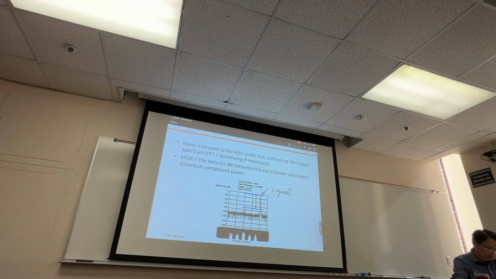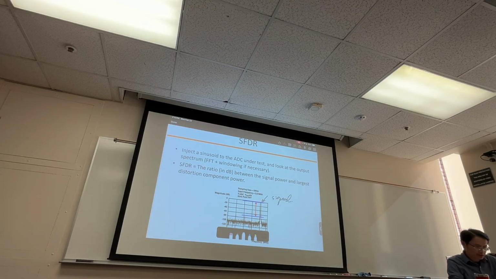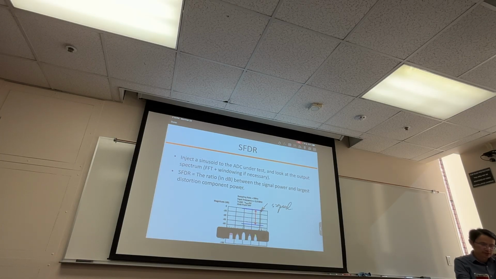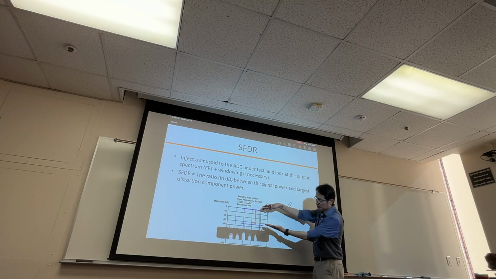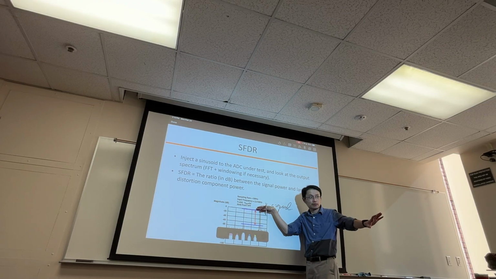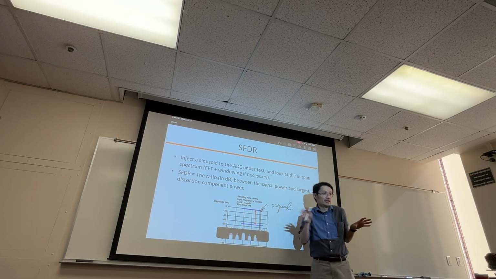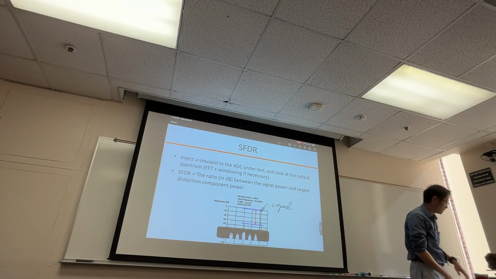The first spec is called the spurious-free dynamic range. It basically means the difference between your signal and the largest possible tone. Within this range, you don't see any other tones. Between your main signal and the largest tone, you shouldn't see any spikes show up. So that's SFDR.